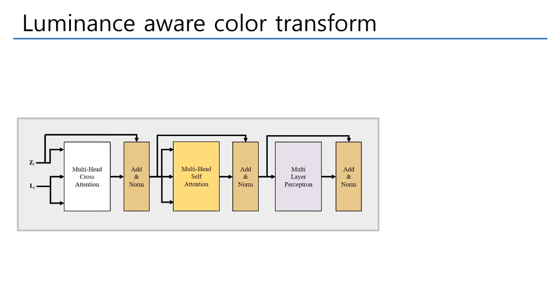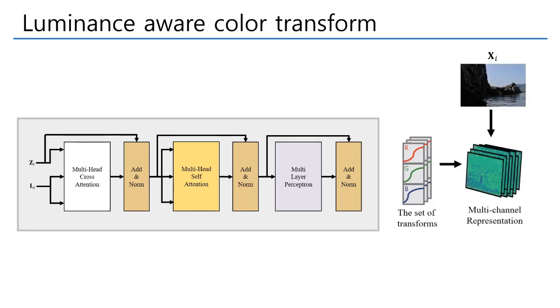The features that went through the skip connection and normalization process are input to multi-head self-attention, and after the computation is finished, skip connection and normalization are performed as before. Finally, it passes through an MLP layer consisting of multiple fully connected layers to enrich the features. As a result of our luminance-aware attention, we get a set of transform functions. A series of transform functions are then applied to the input image to create a multi-channel representation.